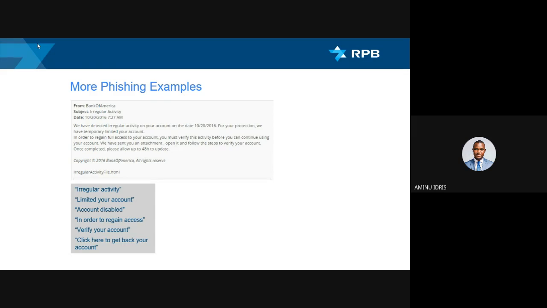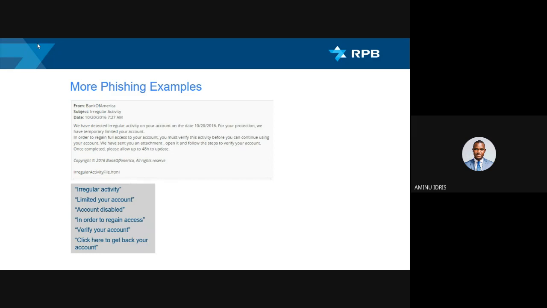The date is clear, everything is clear. We have detected irregular activity on your account on the date 10/20/2016. For your protection, we have temporarily limited, look at this one again, limited your account. In order to regain full access to your account, you must verify the activity before we can continue using the account. We have sent an attachment. That's where the danger is. Open it, follow the steps to verify your account. Once complete, allow up to 48 hours for update.